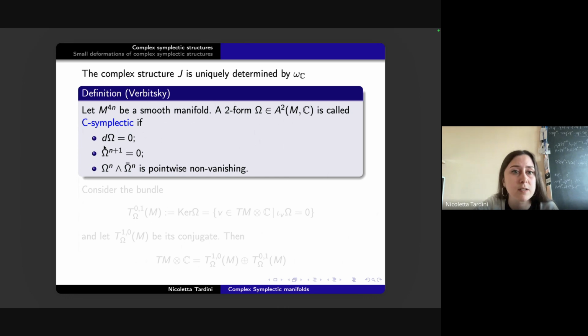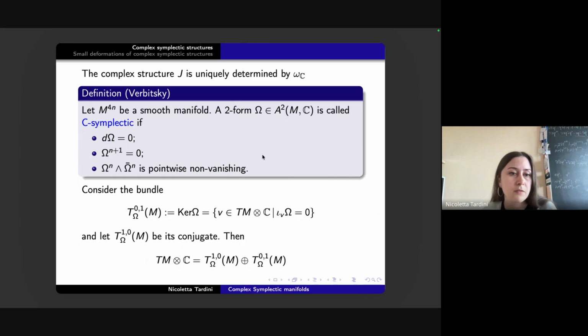So this omega is called C-symplectic if omega is closed, omega to the power n plus 1 is 0, and the wedge product of omega to the n with omega bar to the n is pointwise non-vanishing. Okay, so we have these three conditions. And clearly, if you take a complex symplectic form, it satisfies these three conditions. Okay, so it is C-symplectic. But the point is that if I have a real manifold with a C-symplectic structure, we can construct a compatible complex structure as follows. So the idea of Verbitsky is the following.